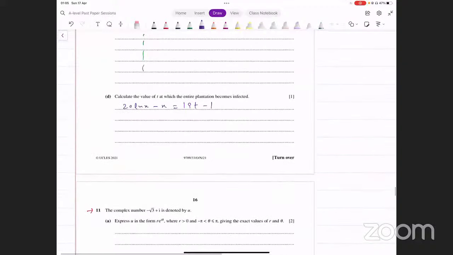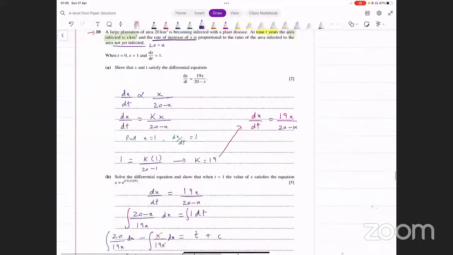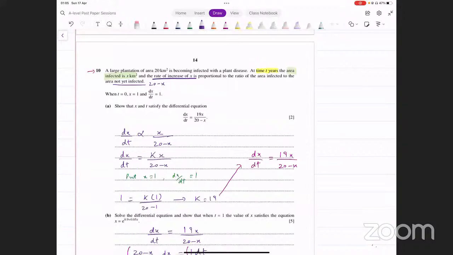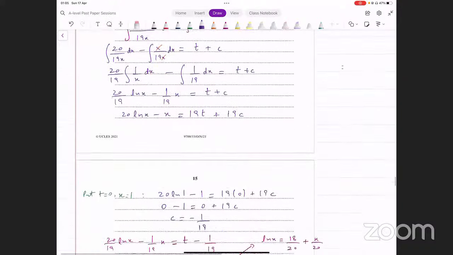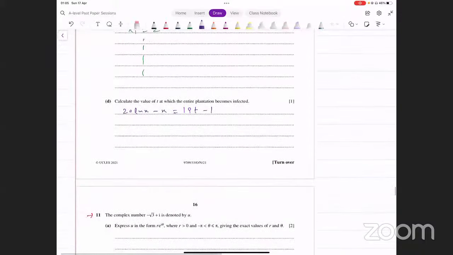अच्छा, entire plantation gets infected का क्या मतलब है? If you look at the question, total plantation आपके पास कितनी है? It was 20 kilometers square. तो x is representing the infected area. तो आप क्या करोगे, यहाँ पे x की वैल्यू को simply 20 इनपुट कर दोगे कि सारी की सारी इन्फेक्ट हो गई है। So when you input x equal 20, आपके पास t की वैल्यू आ जाएगी 20 ln 20 minus 20 equals 19t minus 1. Calculate t from this and that will be result.